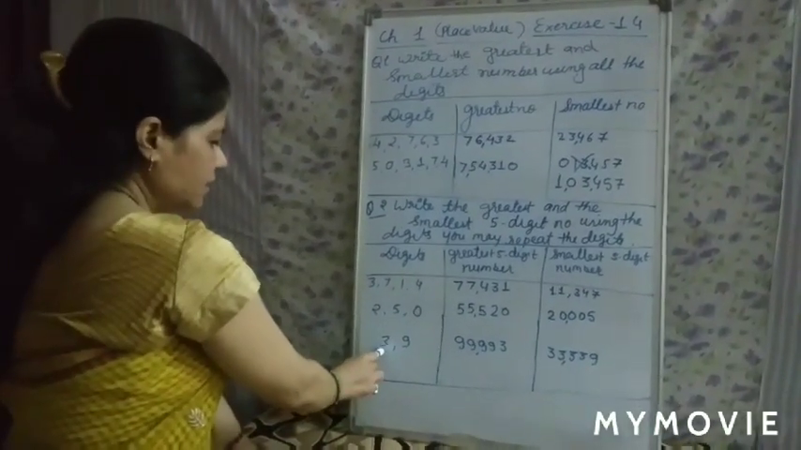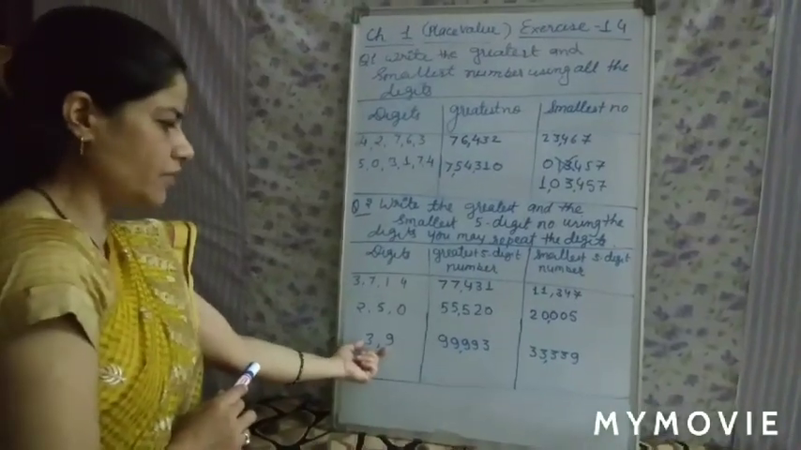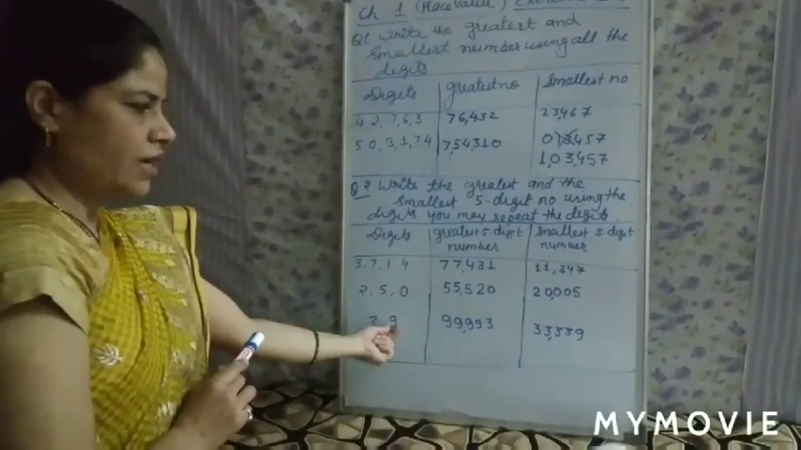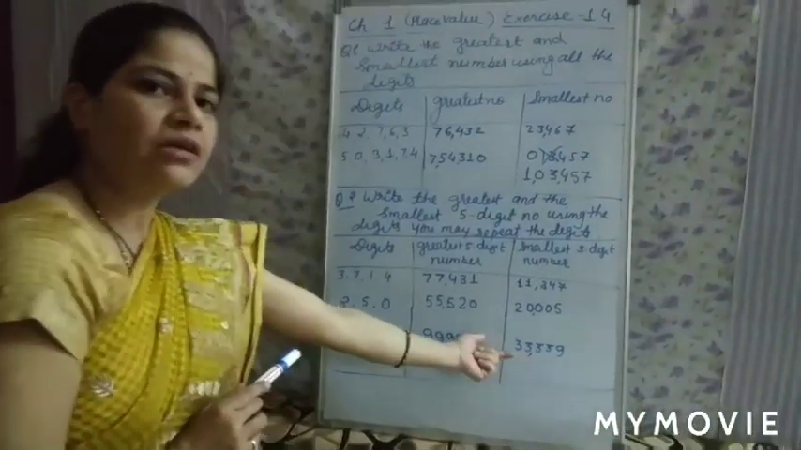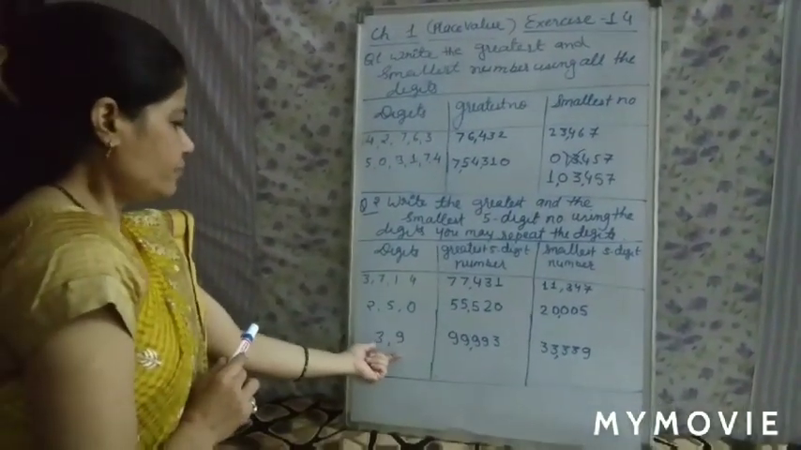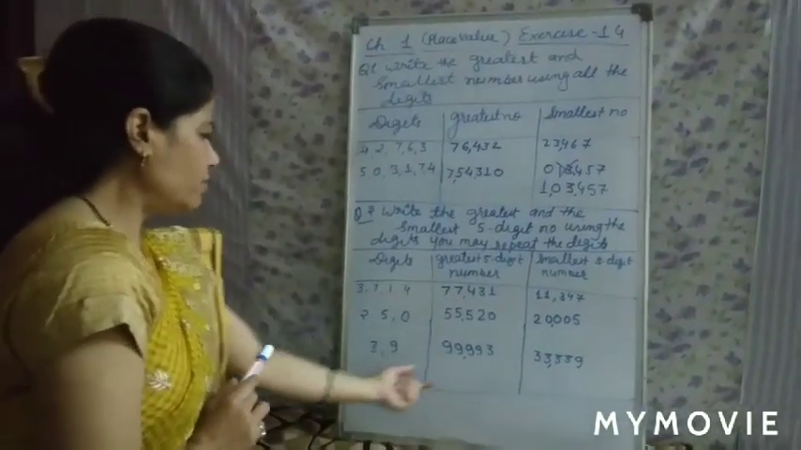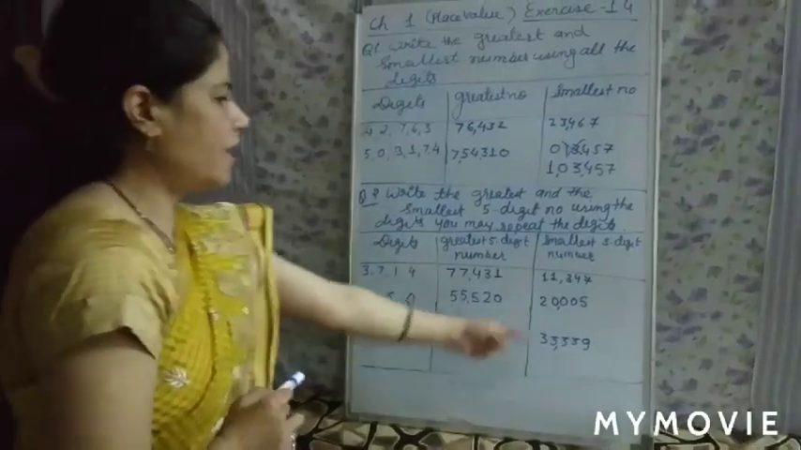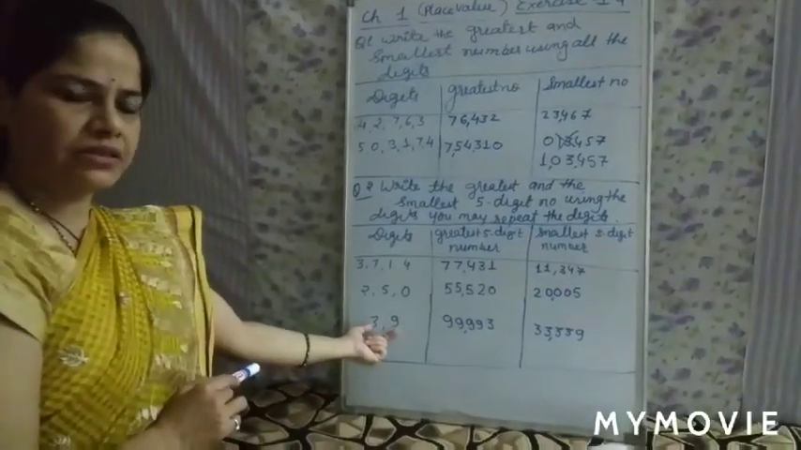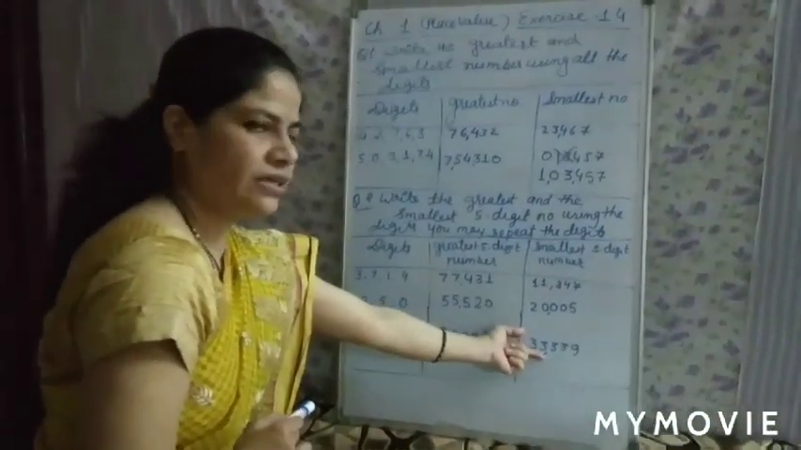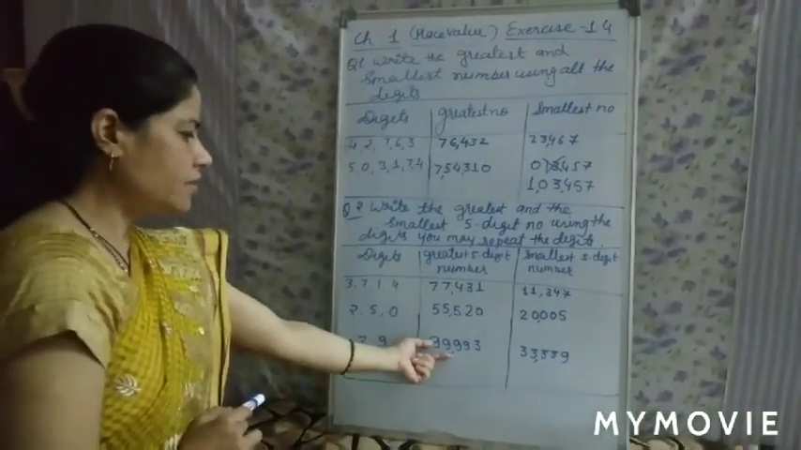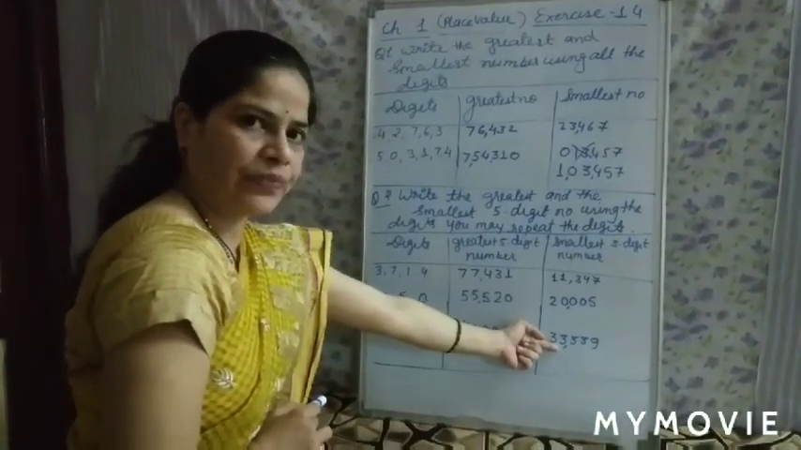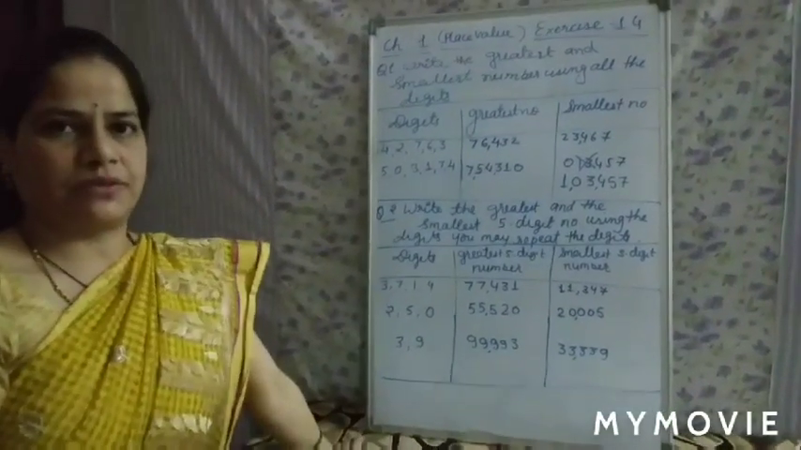Okay, now the next digits are 3 and 9. Here only 2 digits are given, but you have to form the 5-digit number. So you will repeat the greatest digit 4 times, and to write the smallest number, you will repeat the smallest digit 4 times. Okay, so the greatest 5-digit number formed by 3 and 9 will be 99,993, and the smallest 5-digit number formed by 3 and 9 will be 33,339. Here we have repeated 9 four times, and here we repeated the smallest digit 3 four times. Okay, this way you have to do the sums.